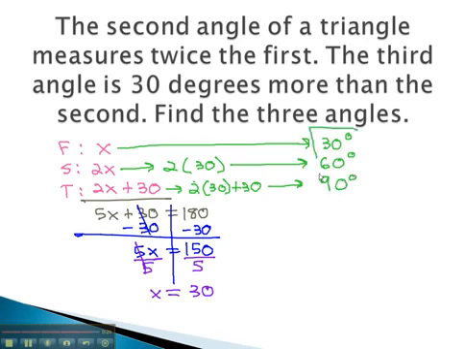The triangle described is a 30, 60, 90 triangle, where the second angle is twice the first, and the third angle is 30 degrees more than the second. By clearly labeling and identifying our three angles, and knowing they add to 180, we can quickly solve a triangle problem.